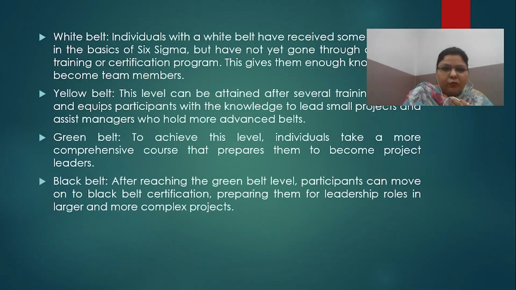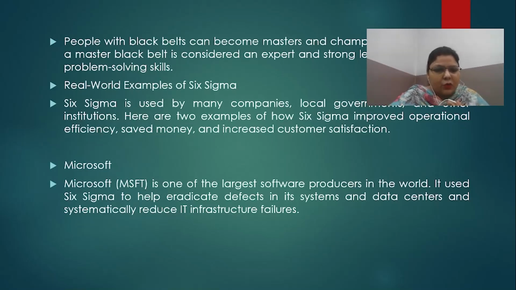Next, let's move towards the next topic, which is how champions and master black belts achieve their levels. People with black belts can become masters and champions. Someone with a master black belt is considered an expert and a strong leader with excellent problem solving skills. Real world example of Six Sigma.